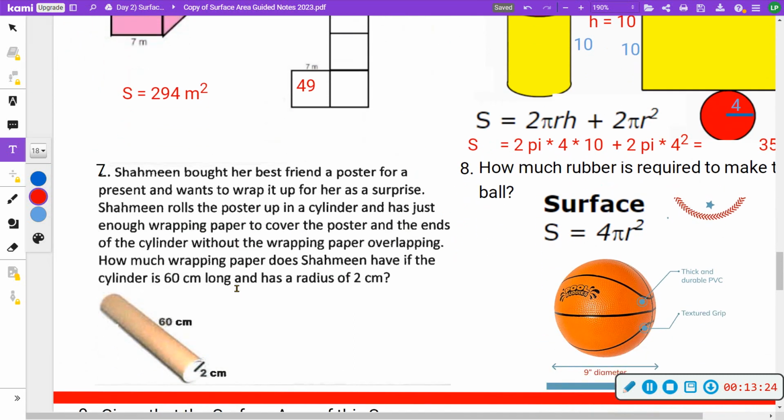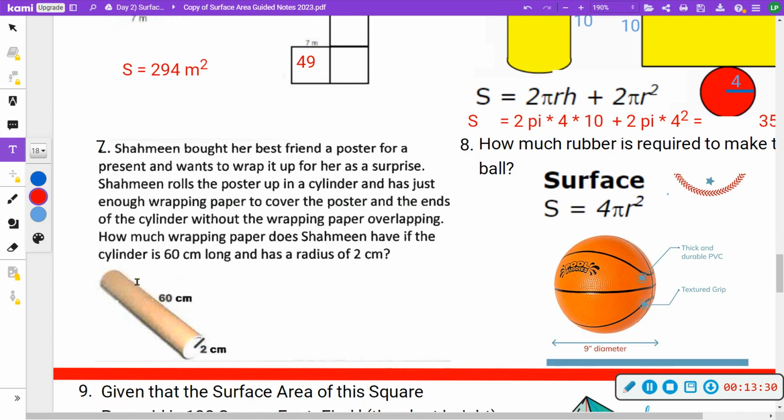Okay, this example is very similar. Shamin bought her best friend a poster. So we see a poster down here, and she wants to wrap it up for her as a surprise. Now she rolls the poster up in a cylinder and has just enough wrapping paper to cover the poster and the ends with no overlap.